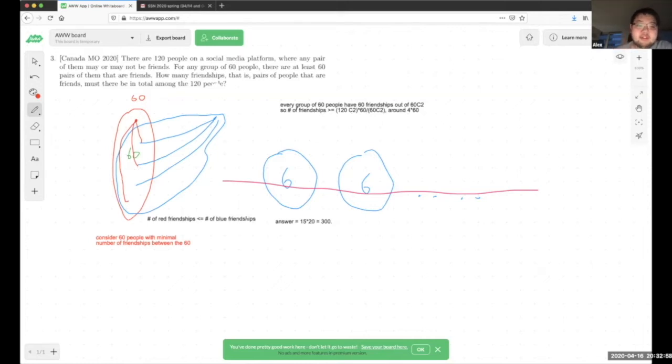So what does this inequality mean? Well, it actually means that the number of friends of the red person is at most the number of friends of the blue person among the other 59 red people. Among the red group, yes, the other 59 red.